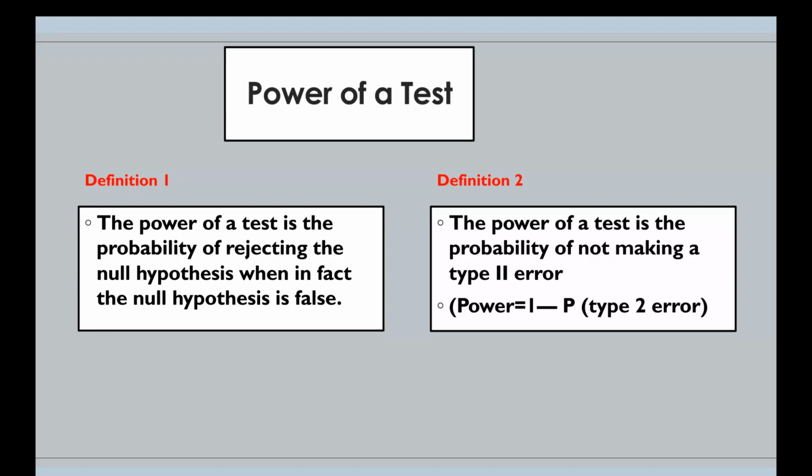The power of a test can be looked at in two different ways. The first is the power of the test is the probability of rejecting the null hypothesis when in fact the null hypothesis is false. The second way is the power of a test is the probability of not making a type 2 error. And we call that beta. So the power of the test is actually 1 minus beta. In other words, it's the complement of the probability of making a type 2 error.